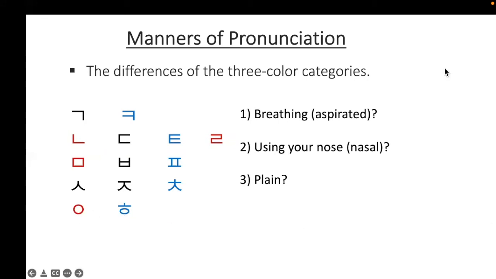And then when you pronounce these consonants, you can find three different characteristics among those. One is breathing or aspirated. The other is nasal, which means using your nose. And the remaining consonants are plain. Can you guess which are aspirated and which are nasal and which are plain?